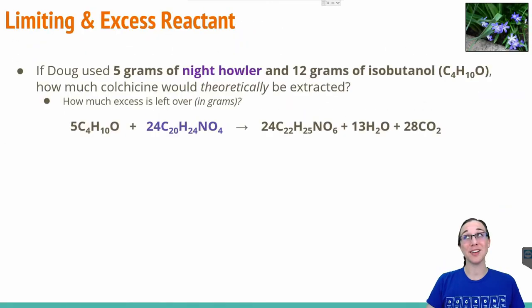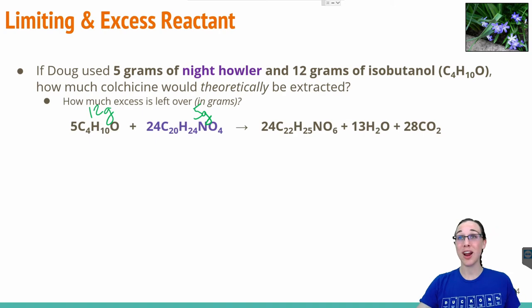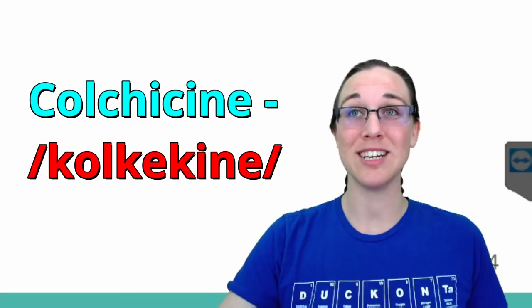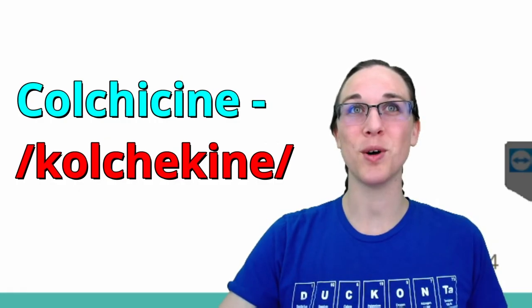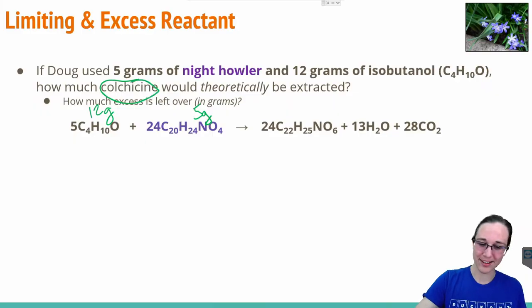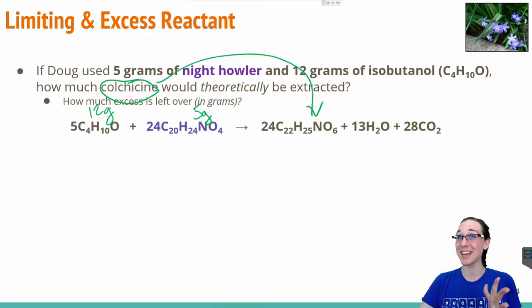Let's assume that Doug, the ram chemist, used 5 grams of Nighthowler and 12 grams of isobutanol in order to extract the neurotoxin, the colchicine, that one there, to extract that chemical. Theoretically, how much could be created?